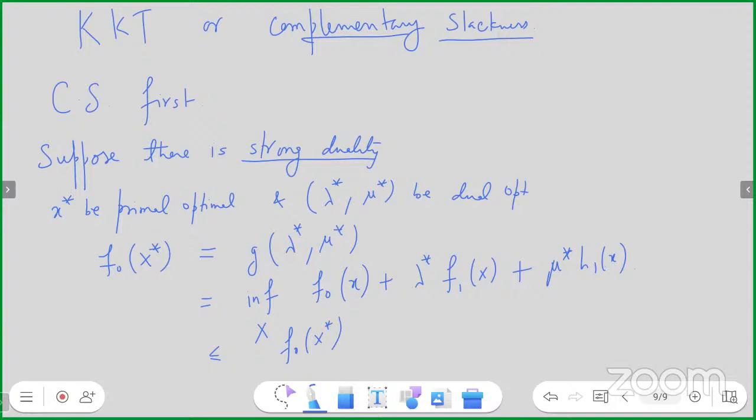Are you okay with that inequality? Now try to infer what this inequality tells us. We did something very similar last time for the linear programs. So what we have shown is f0 of X star is less than or equal to f0 of X star. So the product of lambda star and f1 of x star is 0, or lambda star is 0.